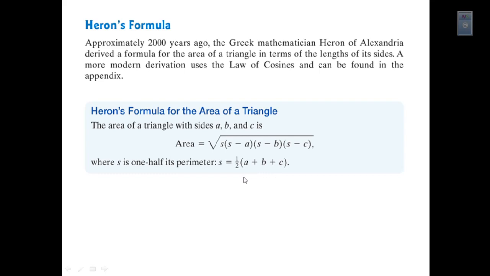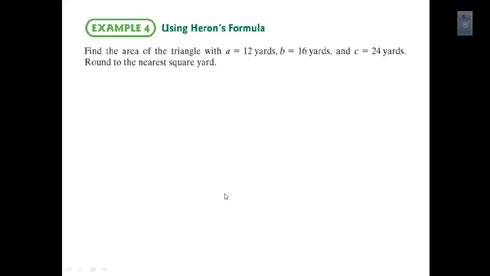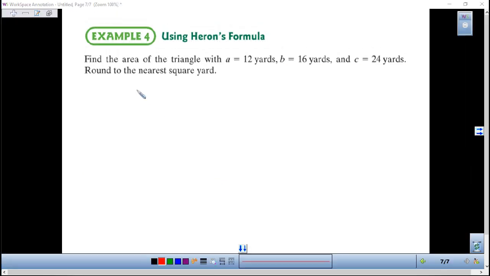Now, if you want a proof of why this works, you can always go look online. There are plenty of places I'm sure that they prove it. I'm not going to prove it to you. We're just going to use it to solve one triangle. So remember, S is 1/2 the perimeter. So first things first, find S.